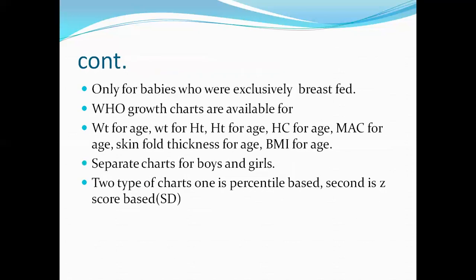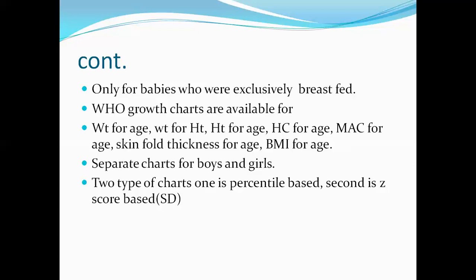The peculiar thing about these growth charts was that only those babies who were exclusively breastfed were enrolled when they were being studied. All the previous growth charts were from formula-fed babies. So these growth charts are closer to our population. WHO growth charts are available for various parameters like weight for age, weight for height, height for age, head circumference for age, mid-arm circumference for age, even skin fold thickness for age, and BMI for age. Separate growth charts are available for boys and girls.